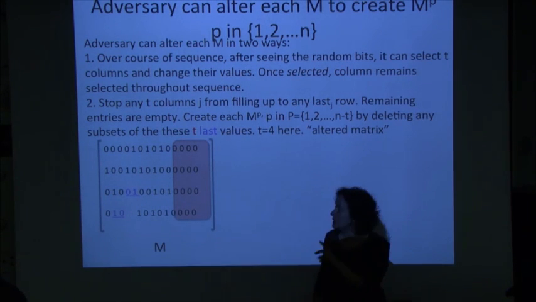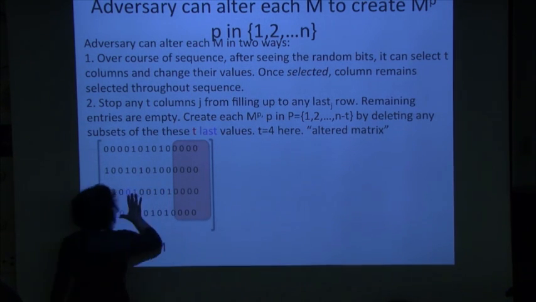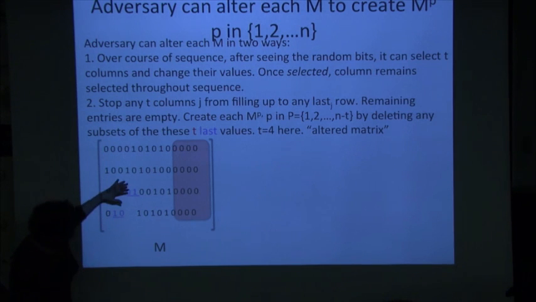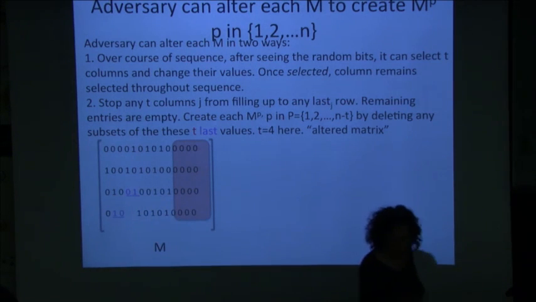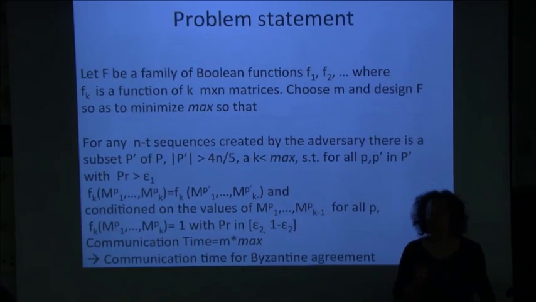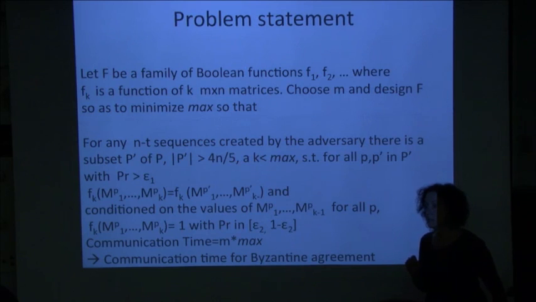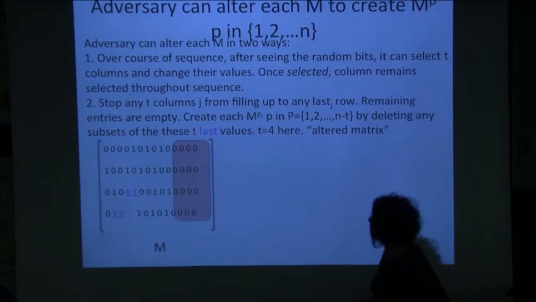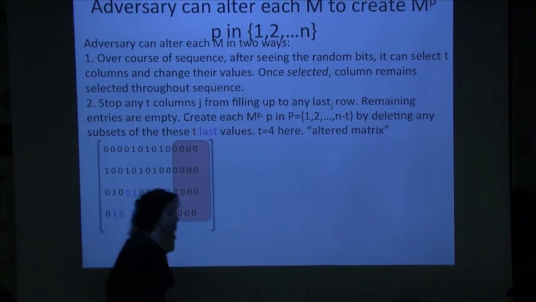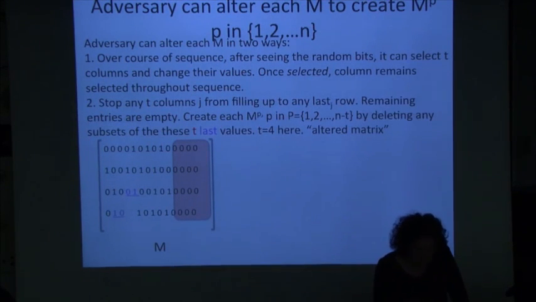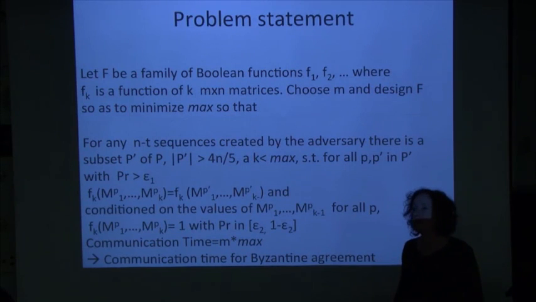Now what does it mean when it stops it? It means that it gets to specify a subset of the values in the stopped columns for the algorithm to see. Now, here's what we want. Oh, I did tell you. One is this stuff, and this is two. Now, this is the problem statement.